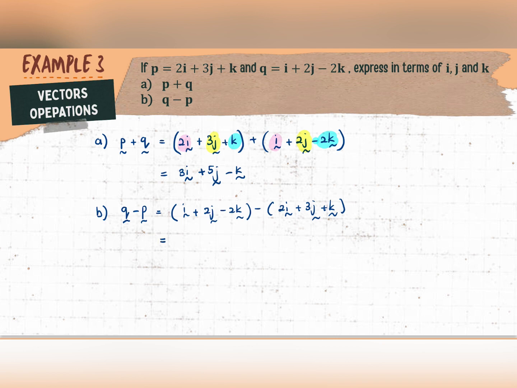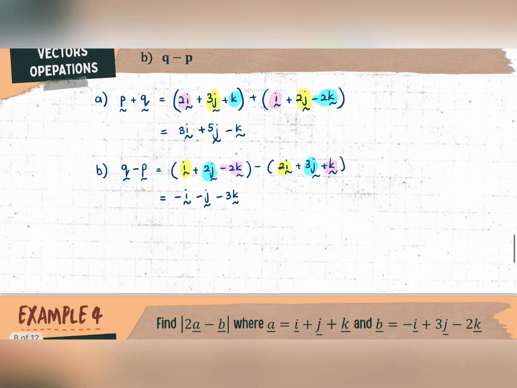Okay, remember, collect the like terms. So, kat sini kita ada i, kita tolak i tolak 2. So, 1 tolak 2 dapat negatif i. Negatif 1. And then we have 2 tolak 3. Okay, saya patah balik. 2 tolak 3 masih lagi negatif. So, negatif 1. So, dapat negatif j. And then for k, we have negatif 2 minus k. Negatif 2 minus 1 will be negatif 3. So, negatif 3k. Okay, so kita akan tinggalkan jawapan kita seperti ini.